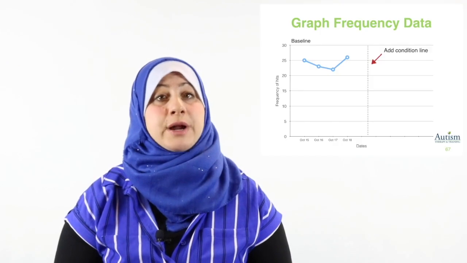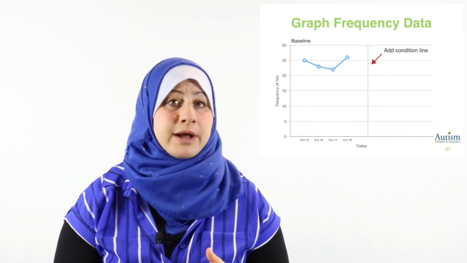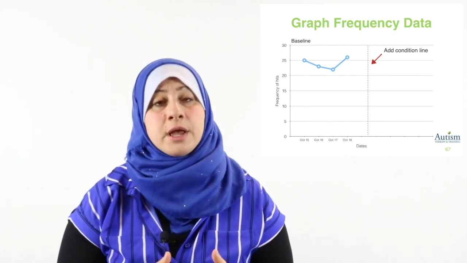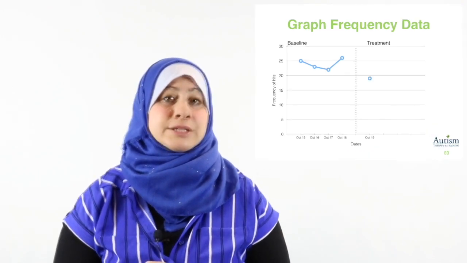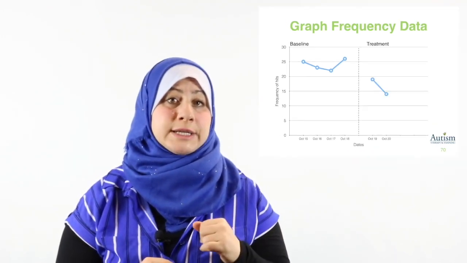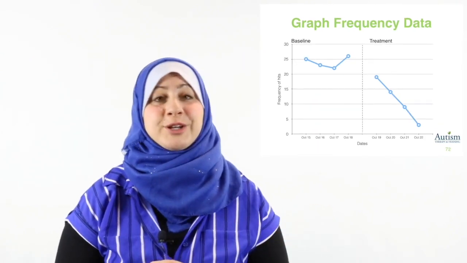So if you graph this correctly, you should have a condition line, and I usually use a dashed line in practice because most changes are minor. But you can definitely speak to your supervisor about this, and it really depends whether you're using a solid or dashed line, depending on the changes for that client. So your supervisor will help you with that. I also added the treatment label on the top of the graph, which is followed by the treatment data points. So 19, 14, 9, and 3. So your graph should look like this.